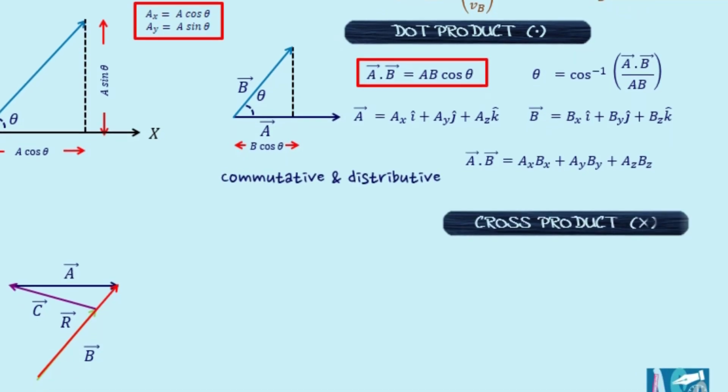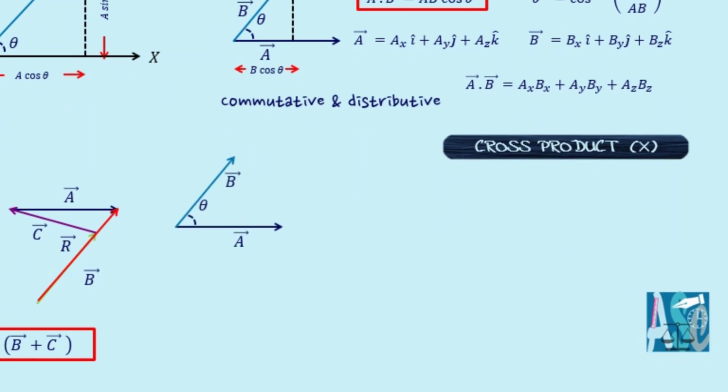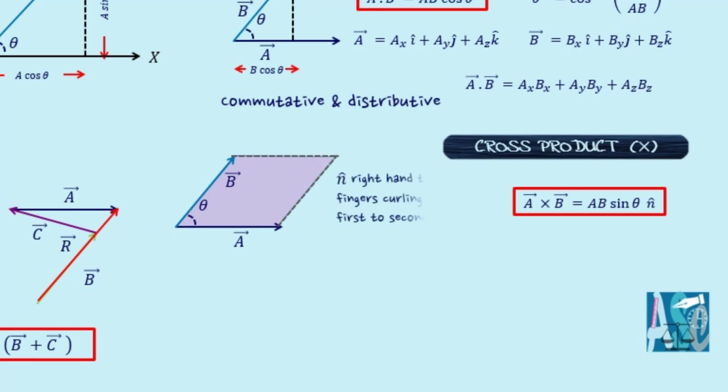Another type of vector multiplication is the cross product or vector product. In this multiplication, we multiply two vectors and we get another vector as the product. One such example is the torque, which is the vector product of displacement vector and force. If there are two vectors A and B making an angle theta, then the cross product between them is defined as AB sin theta n cap. Physically, the magnitude of the cross product is equal to the area of the parallelogram formed by the individual vectors. N cap shows the direction of the cross product and can be determined using the right hand thumb rule.